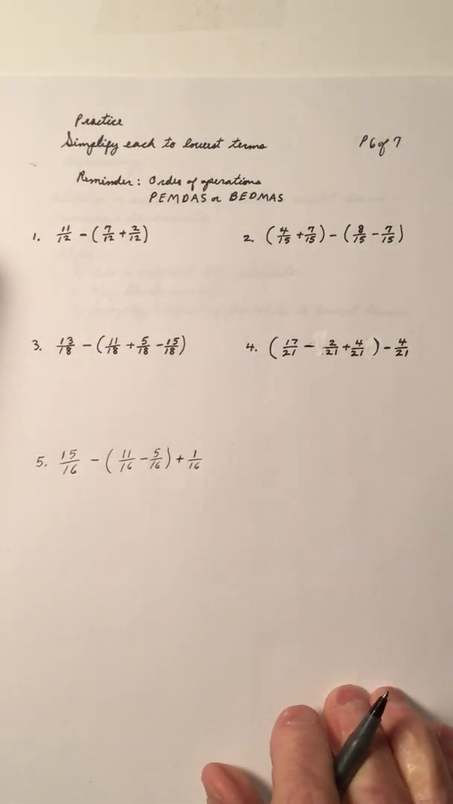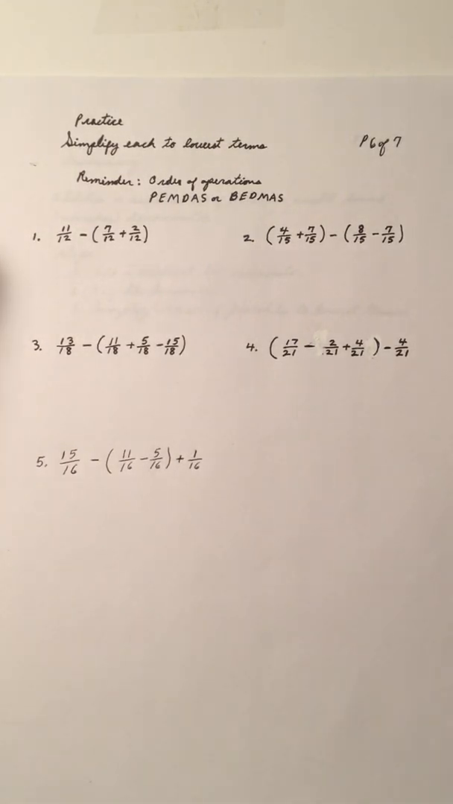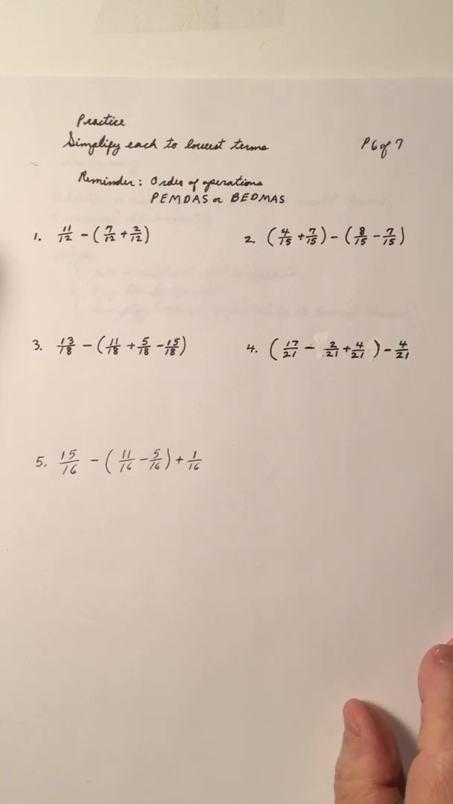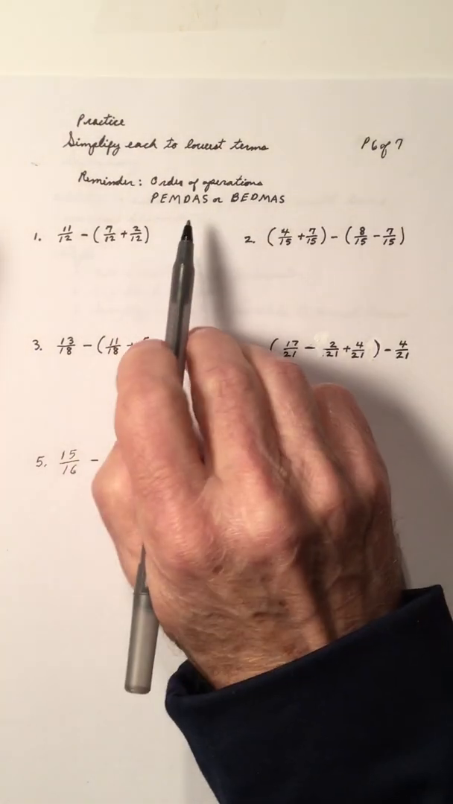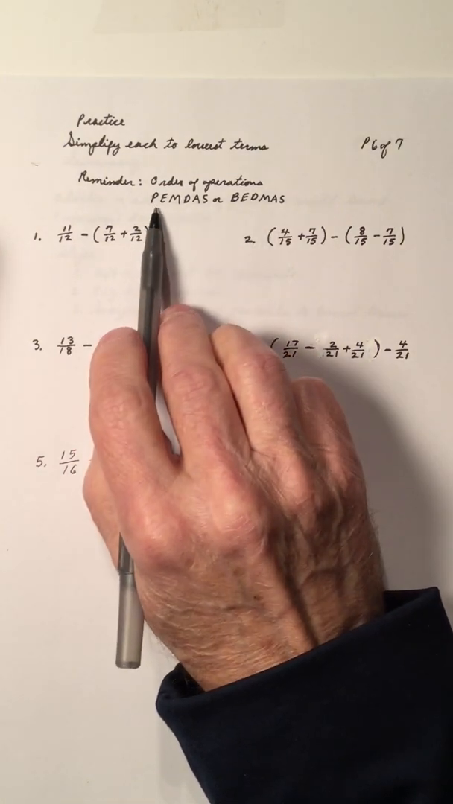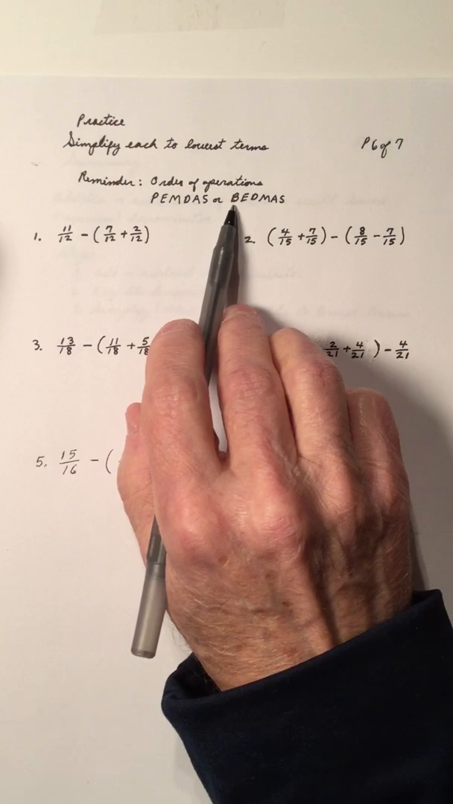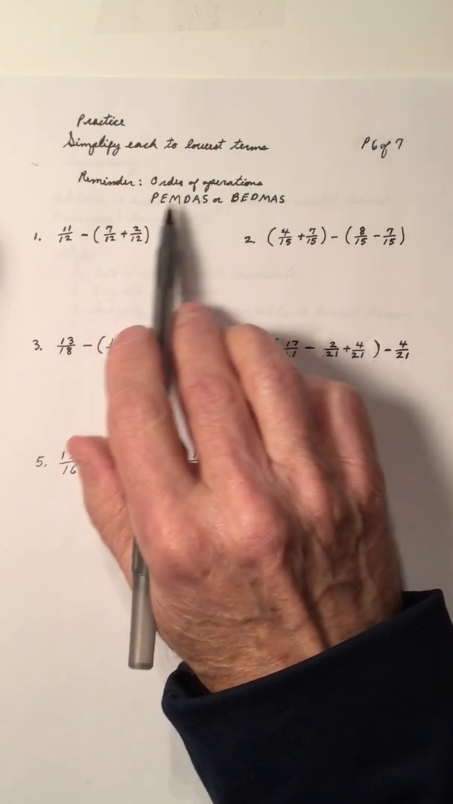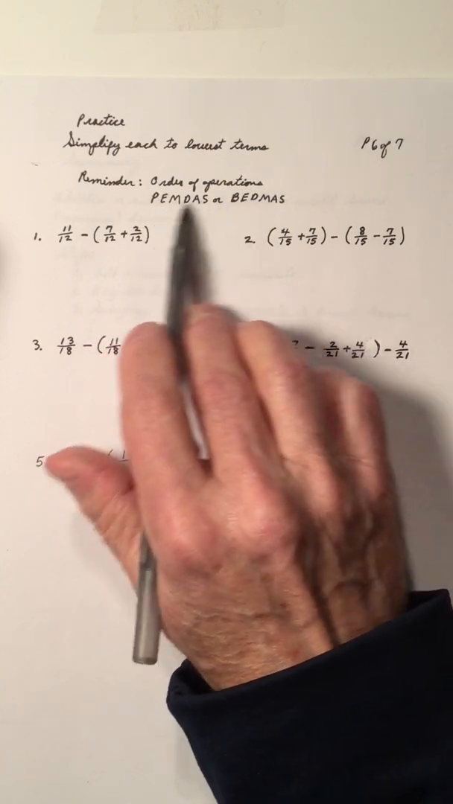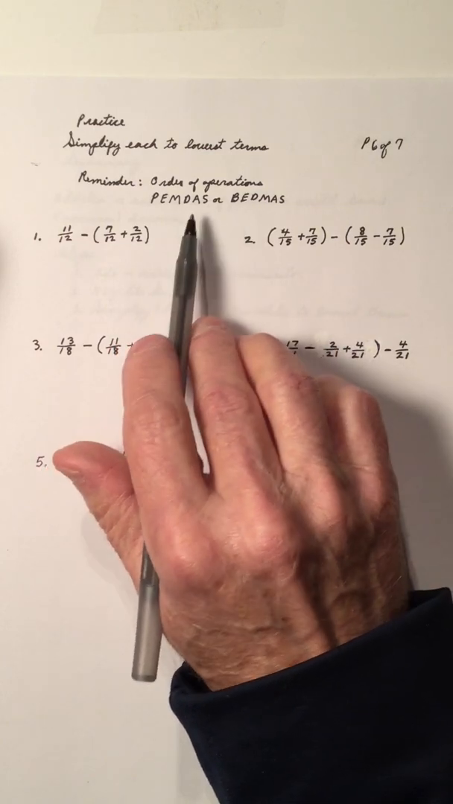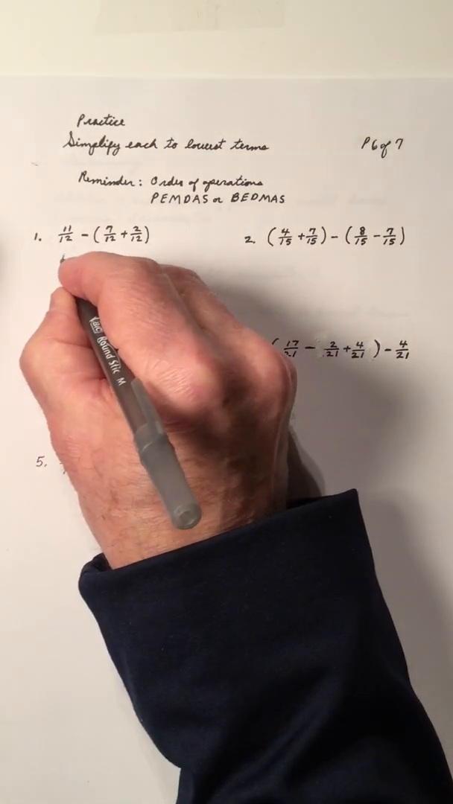Sometimes we can work the order of operations in fractions. Order of operations is always around. So, PEMDAS or BEDMAS is brackets, exponents, multiplication, division, addition, subtraction. Brackets, parentheses, the same thing. Whichever way you memorize this, the order is always to do inside of the brackets first.